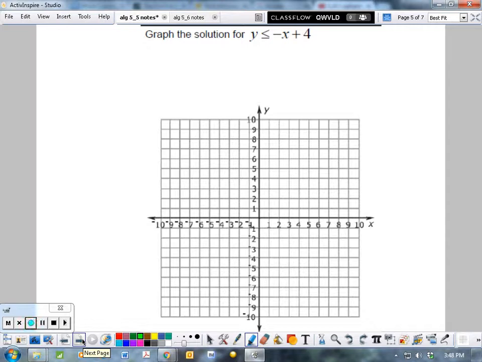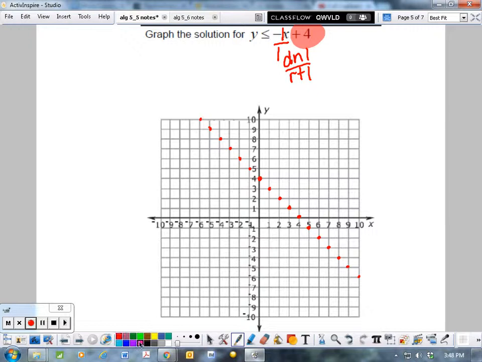Okay, next one. We're going to start graphing at +4 on the y-axis. And then my slope is -1 over 1, which means down 1, right 1. So from here I go down 1, right 1, or up 1, left 1. And then I have to figure out what type of line it is.